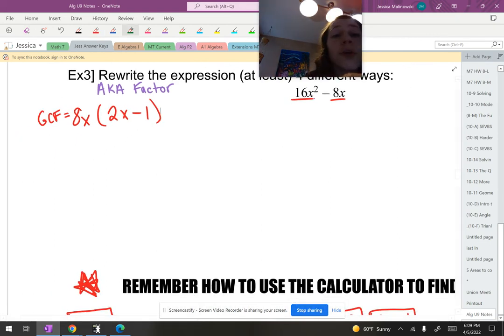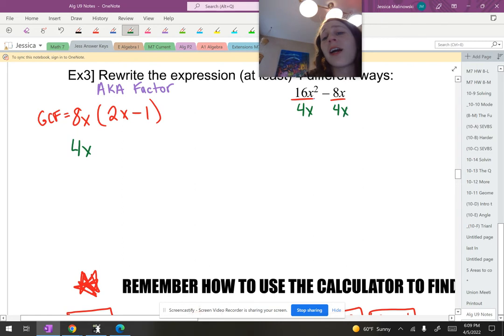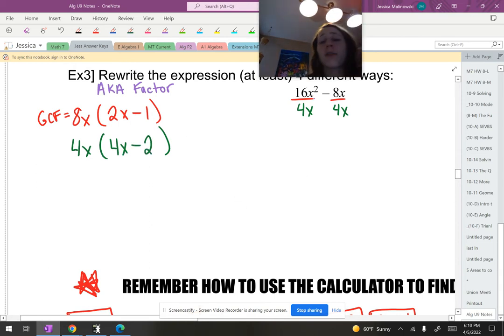Okay. Another way to rewrite it would be taking something other than the GCF out. Well, instead of taking 8x out, why don't I take 4x out? All right, both of those, 16 and 8, are divisible by 4. If I take a 4x out of each piece, I'm left with 4x minus 8 divided by 4 is 2, and x divided by x is 1. So 4x minus 2. And I can keep going.